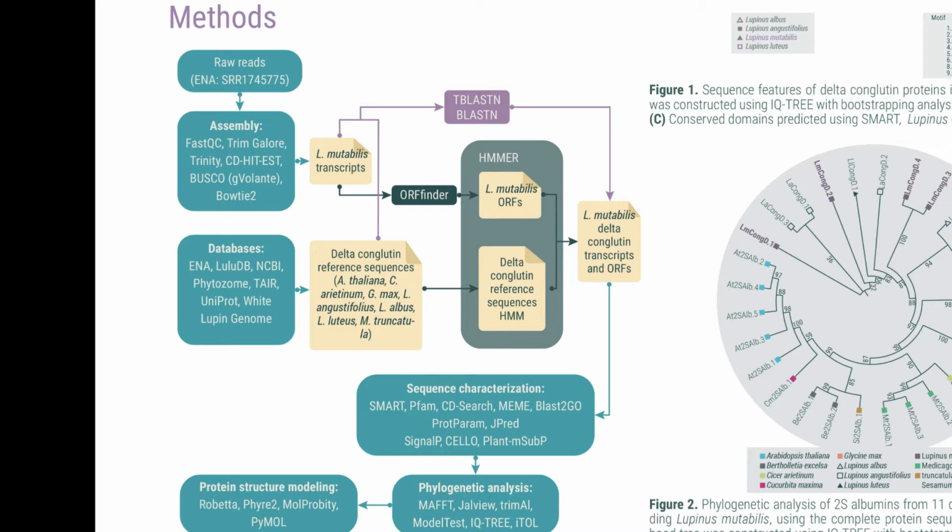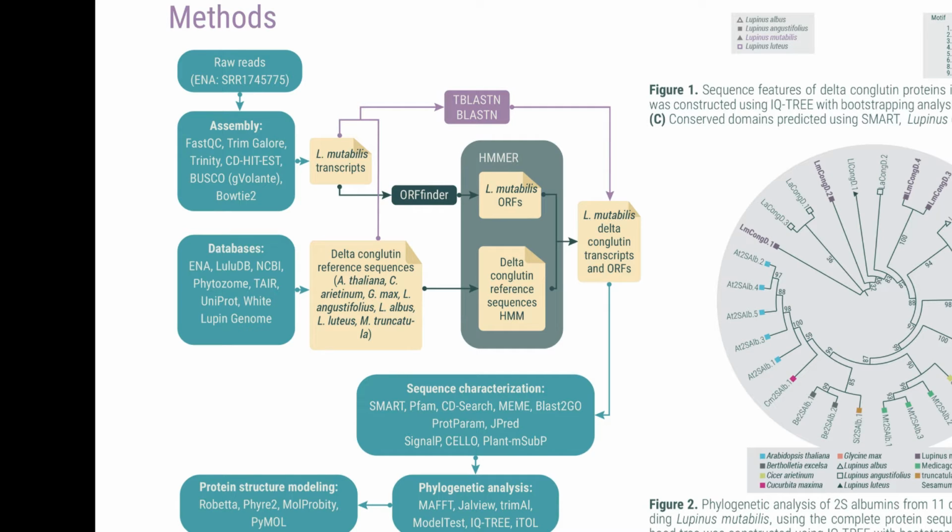First, we downloaded raw reads from the ENA database. These reads were preprocessed and assembled using FastQC, TrimGalore, and Trinity. The redundant sequences were removed using CD-HIT. The final assembled transcriptome's quality was determined by using BUSCO and other tools. Delta conglutin sequences from different plant species were used to build custom databases. Once we had all these reference sequences, we identified delta conglutin transcripts in the Lupinus mutabilis transcriptome using BLAST.